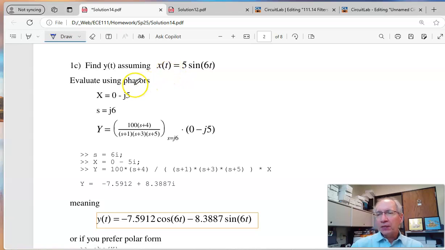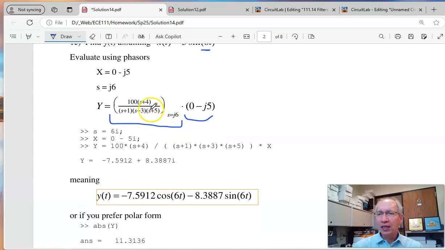In this case, in phasor form, x is 0 minus j5. The real part is cosine. There is no cosine. The complex part is minus sine. So 5 sine is 0 minus j5. This guy right here is the frequency. The frequency is 6 radians per second, so s equals j6. This is the gain everywhere. All I care about is what's the gain at 6 radians per second times the input at 6 radians per second.